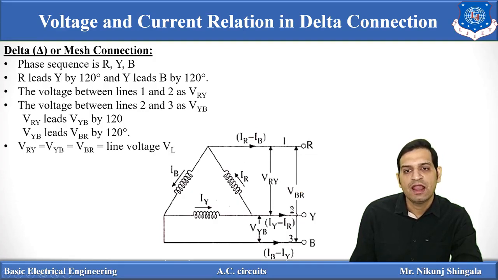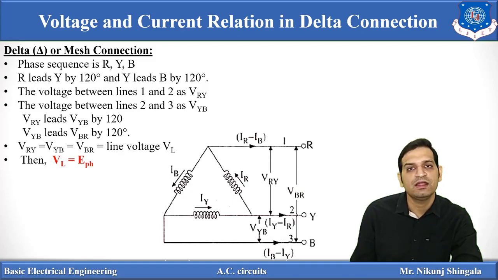And here we can see the line voltage between R and Y is nothing but equal to the phase voltage across R phase. Similarly, line voltage VYB is the phase voltage across Y. Here, as the system is balanced, VRY, VYB and VBR will be equal. But from the circuit diagram we can see that line voltage between any two lines will be equal to the phase voltage. So VL will be equal to E phase for a delta connected system.